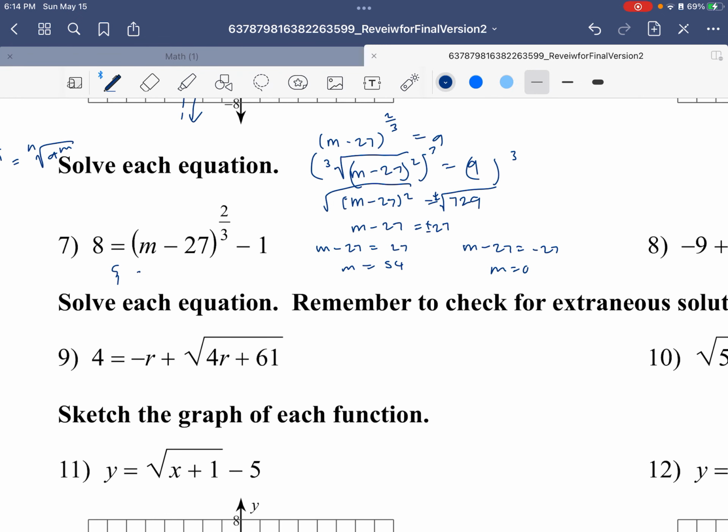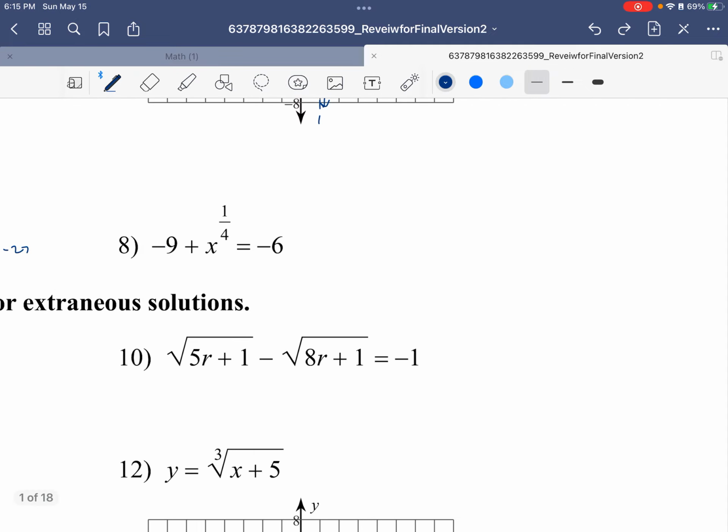So I know that these are the solutions, but if you wanted to test it, all you have to do is take this, plug it into here, and then solve the equation. If it comes out to be something false, like 9 equals 5, or 5 equals 8, something like that, then it's not a solution.